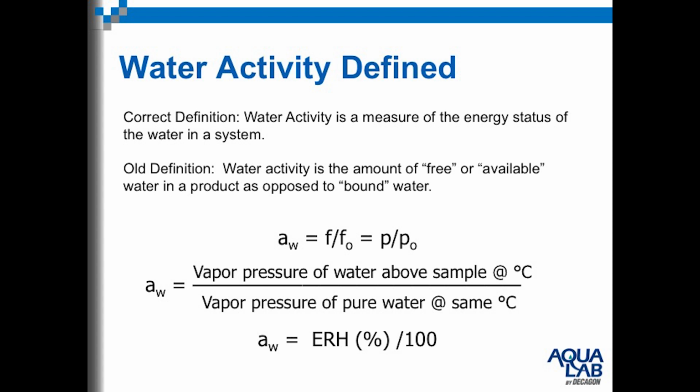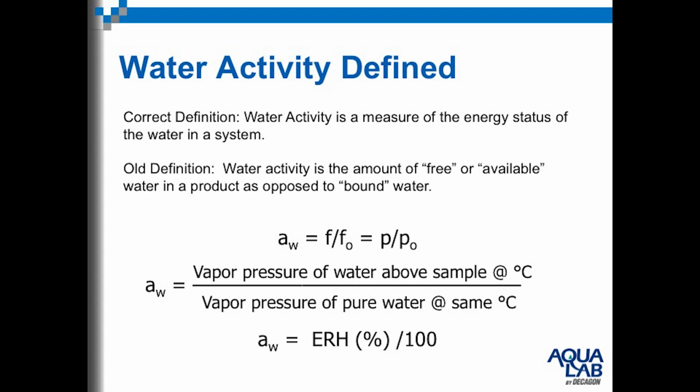And so this p over p naught value that you see as the rest of the equation is the partial pressure, or vapor pressure of water, above a sample at a certain temperature, divided by the saturated vapor pressure, or the vapor pressure of pure water at the same temperature. And so that's the way, from a practical standpoint, that we can determine water activity. It's the partial pressure divided by the saturated vapor pressure.